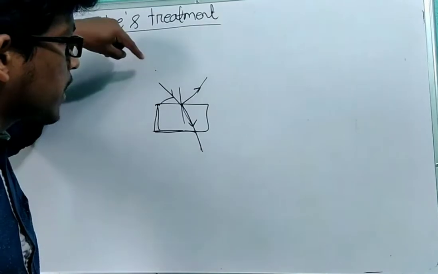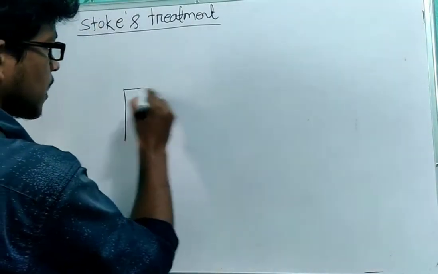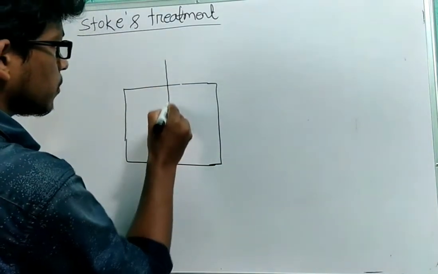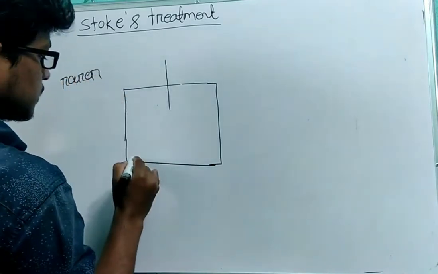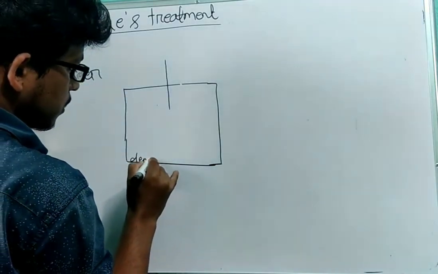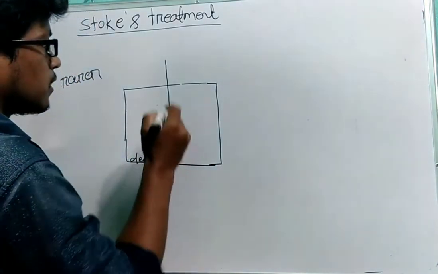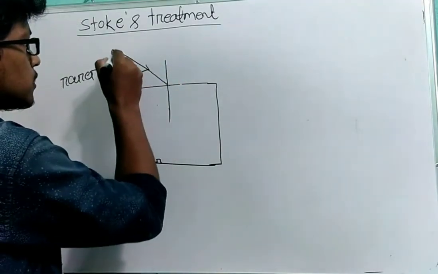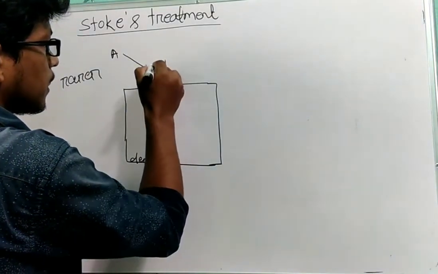Let me draw properly. Suppose, students, you have a glass slab, and I will draw a normal. This is your rarer medium, this is your denser medium. This is your air, having a certain refractive index. Suppose your light is coming, this is point A, this is point B, and the light has an amplitude A.